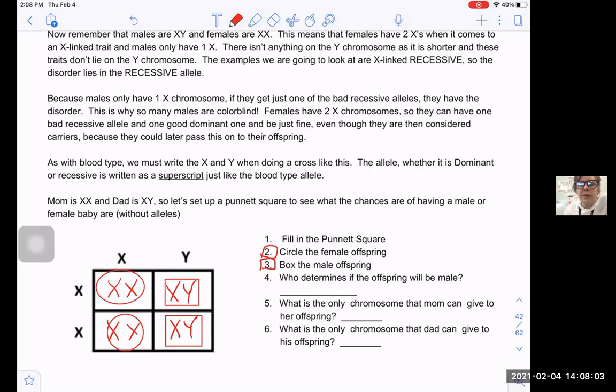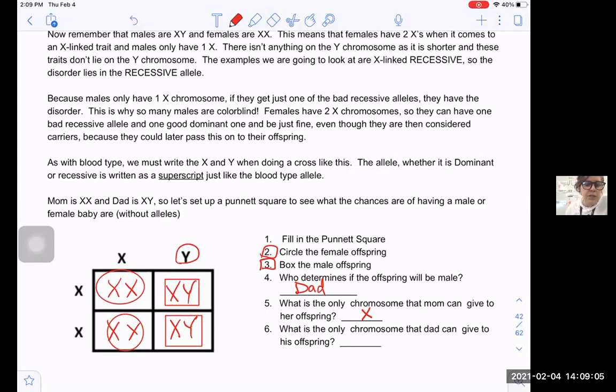So who determines if the offspring is going to be a male? Which parent determines? Yeah, Abby, dad. And the reason for that is that dad is the one who gives his sons his Y. Dad is going to give his sons the Y every time. If dad gives his X, then he's going to have a daughter. Mom, on the other hand, can't give anything but an X. So for number 5, the only chromosome that mom can give her offspring is an X. So she gives the X or the X. Now, once we start putting alleles on them, she could give a dominant or a recessive if she has both. But we're just talking about the chances of having a male or a female at this point.